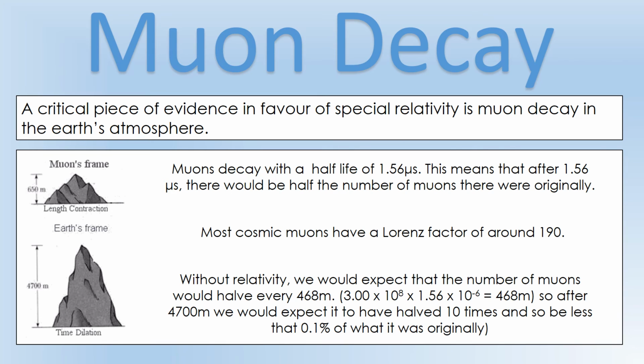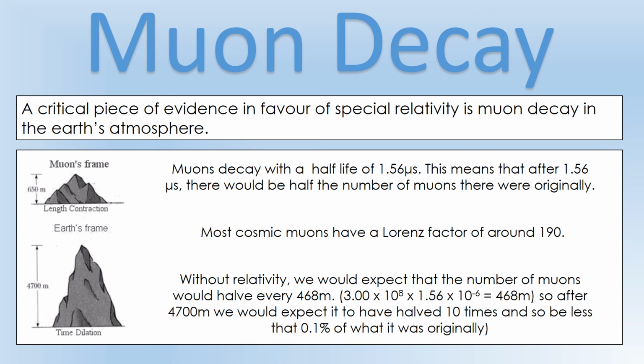So without relativity, first of all, we'd expect the number of muons to halve every 468 meters that they travel. Where's that come from? Well, these muons are traveling at pretty much the speed of light, just under in reality, but so close that it's not worth thinking about, especially given the uncertainty of all other measurements. So that 468 has come from the speed of light times the half-life. That's where 468 comes from.